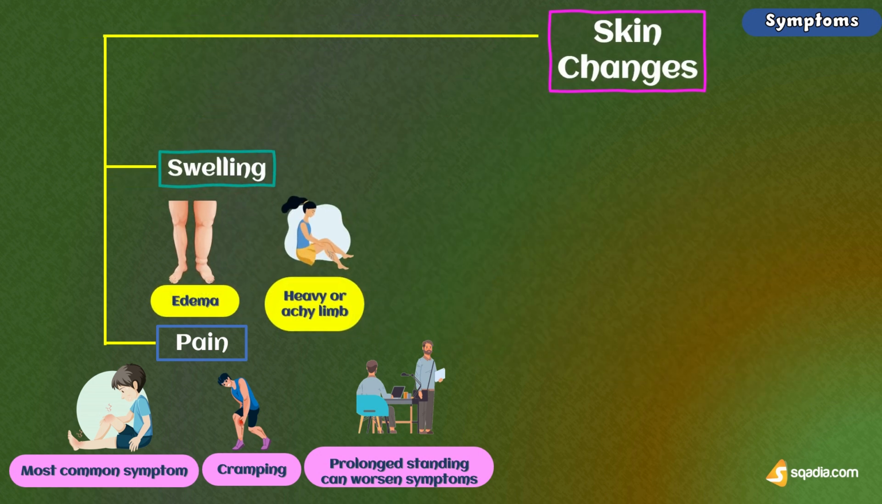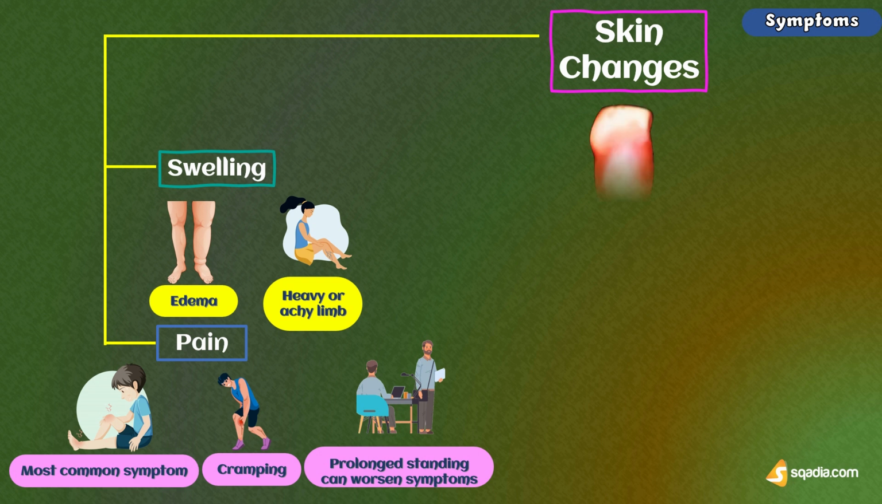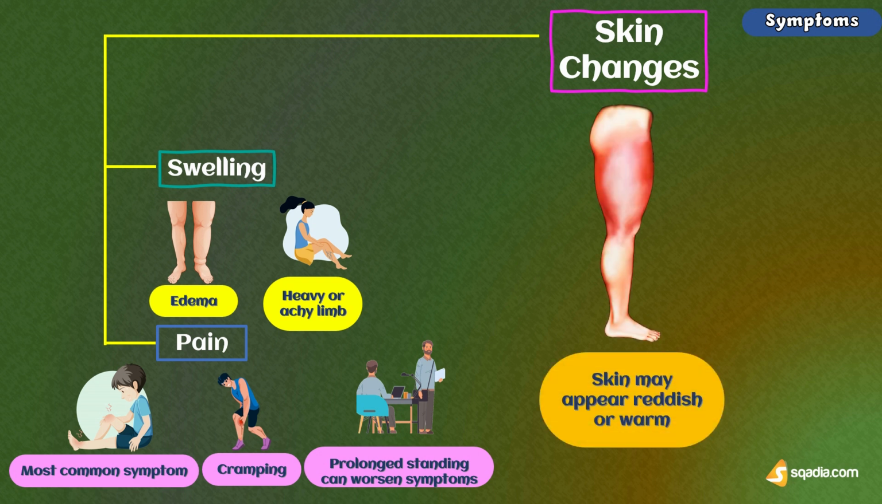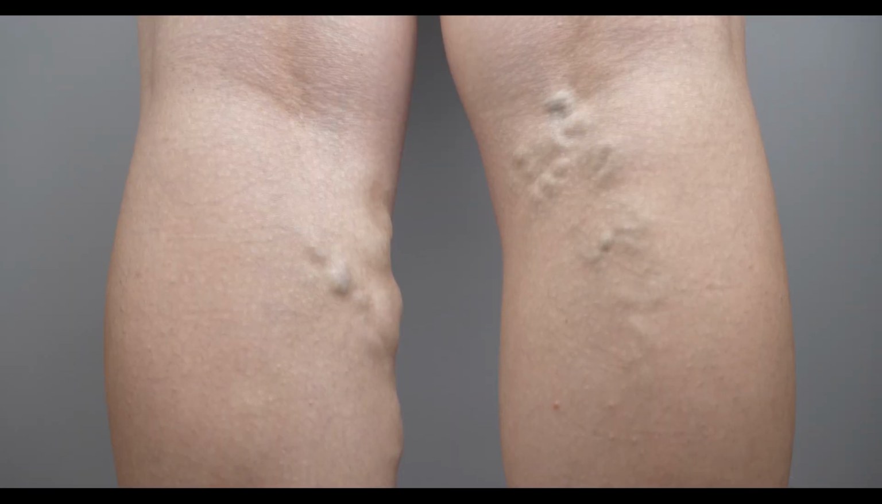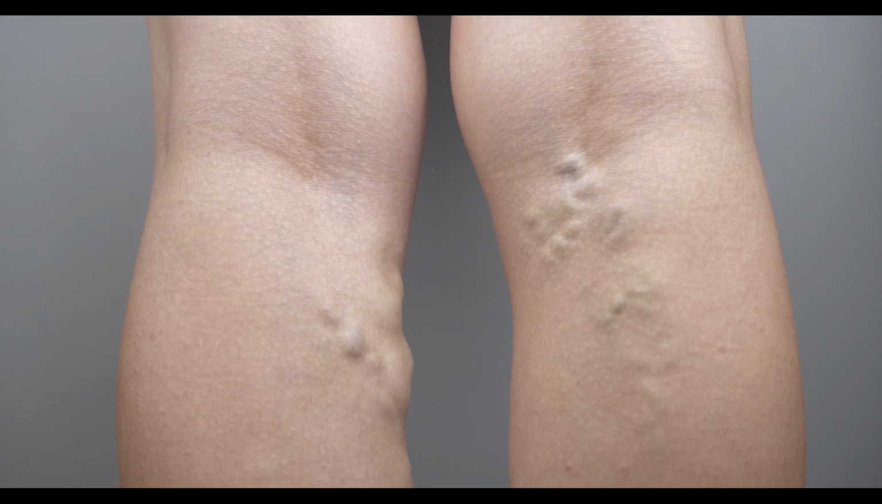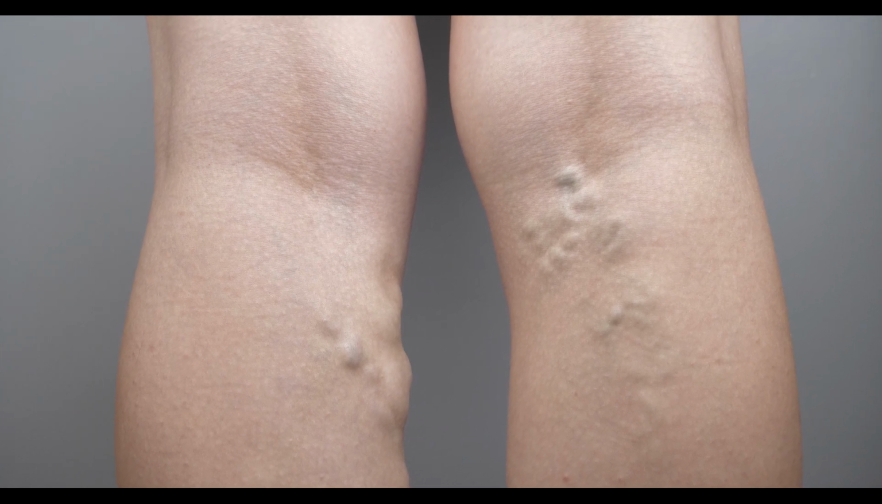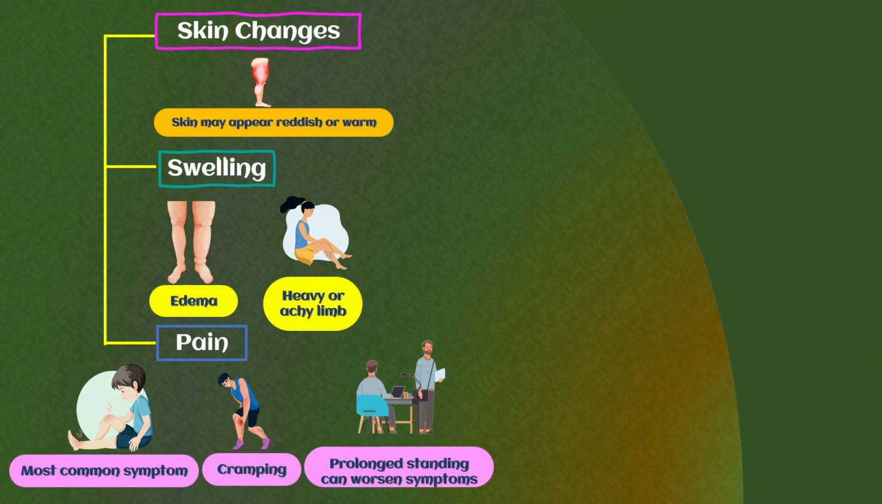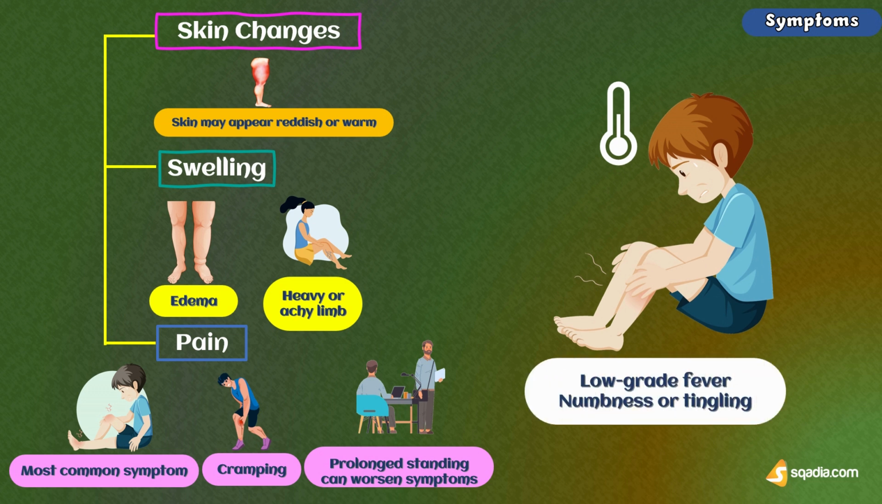Skin changes in the affected area can also occur due to a lower limb blood clot. The skin may appear reddish or warm to the touch, and patients may notice discoloration or a blue tinge. The veins in the affected limb may also become more prominent. Bulging veins or varicose veins can also be seen subcutaneously. Other symptoms of a lower limb blood clot may include a low-grade fever and numbness or tingling in the affected area.